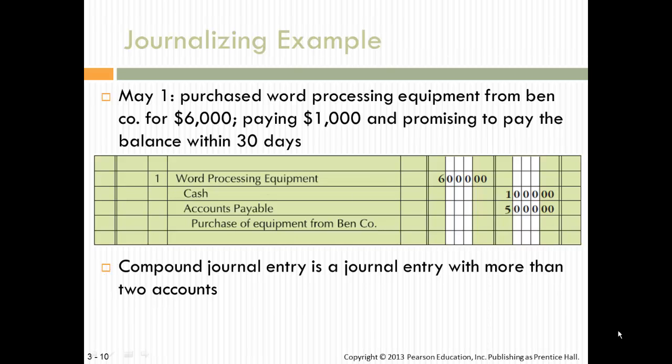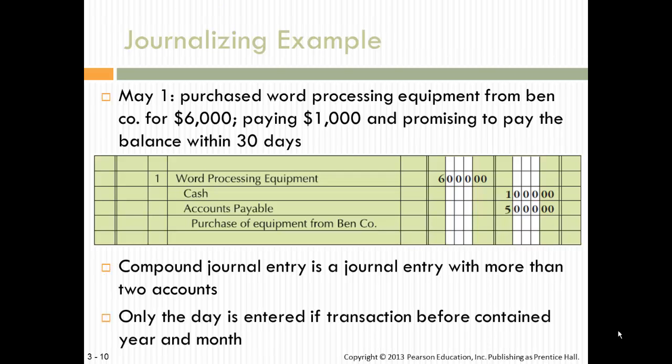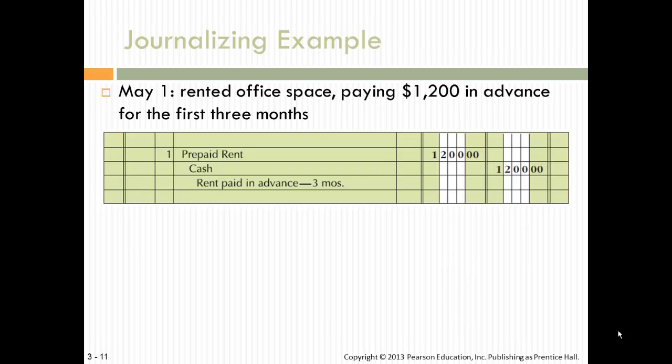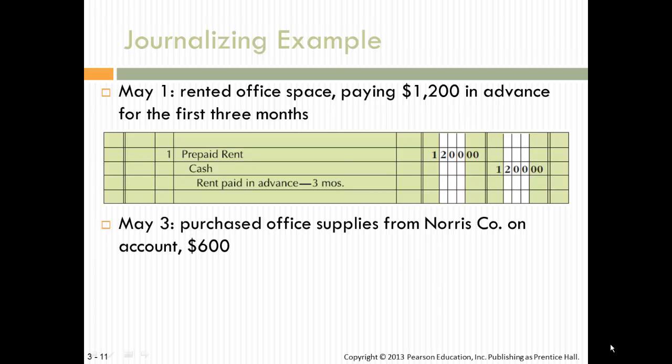This is a compound journal entry. It has more than one debit or credit. Only the day is entered if the transaction before contained the year and the month. Now you rented office space, paying $1,200 in advance for the first 3 months. So this is prepaid rent. You don't get to expense something that hasn't yet occurred. This is accrual accounting, the difference between cash accounting and GAAP accounting. So you record this asset and you decrease your cash.